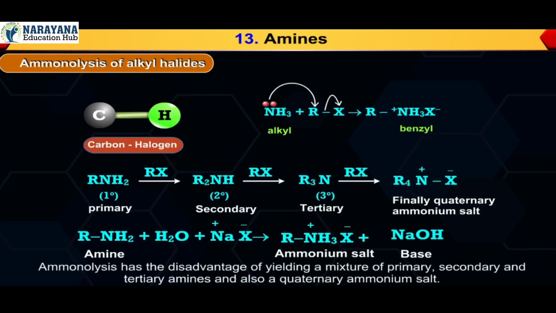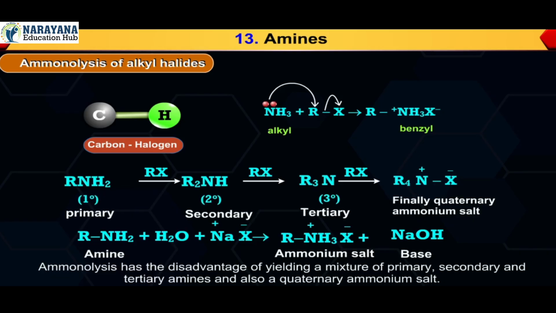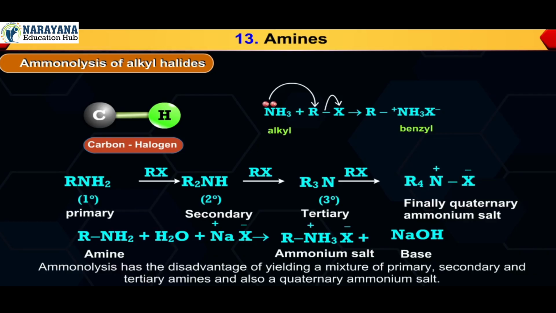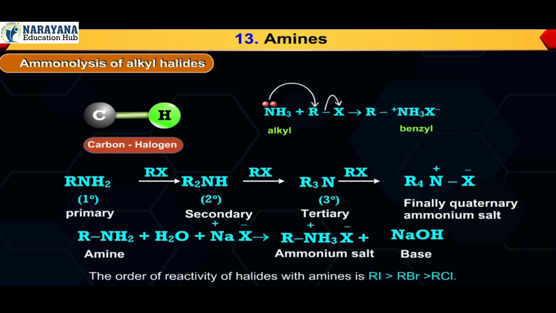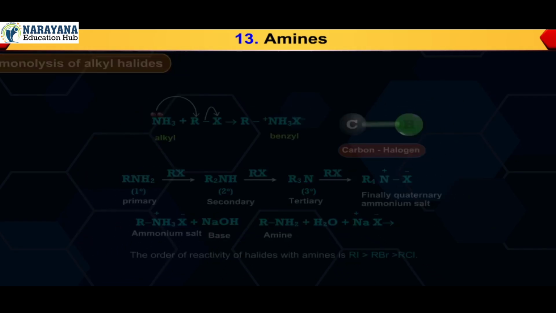Ammonolysis has the disadvantage of yielding a mixture of primary, secondary, and tertiary amines and also a quaternary ammonium salt. However, primary amine is obtained as a major product by taking a large excess of ammonia. The order of reactivity of halides with amines is RI > RBr > RCl.